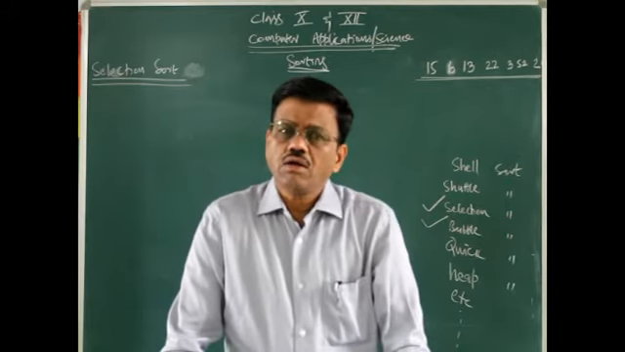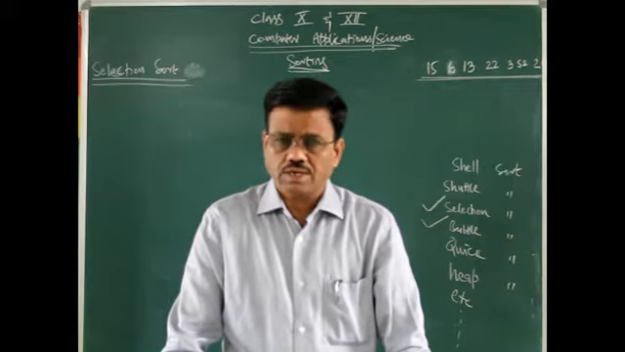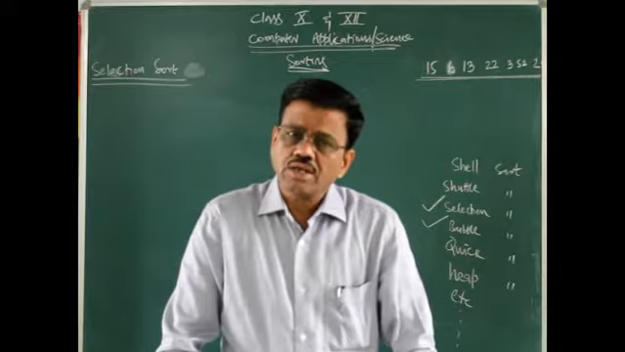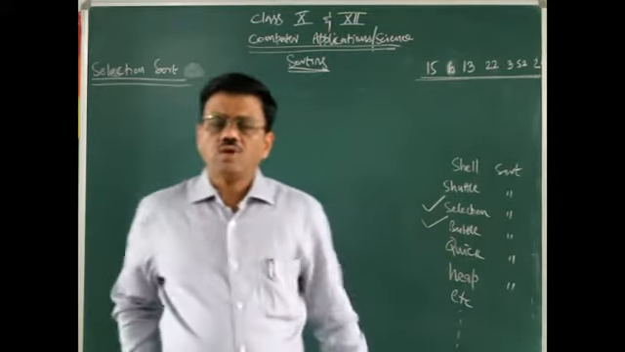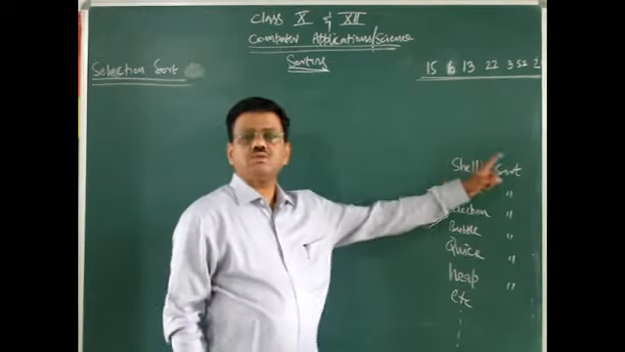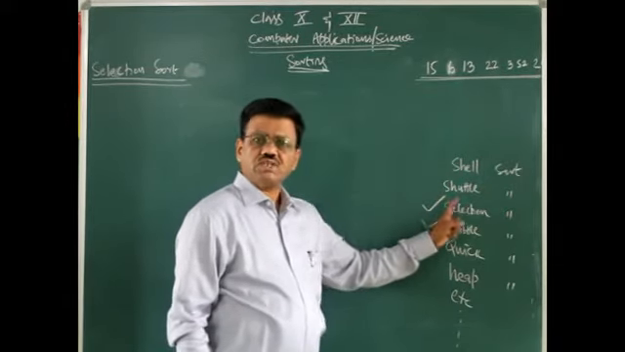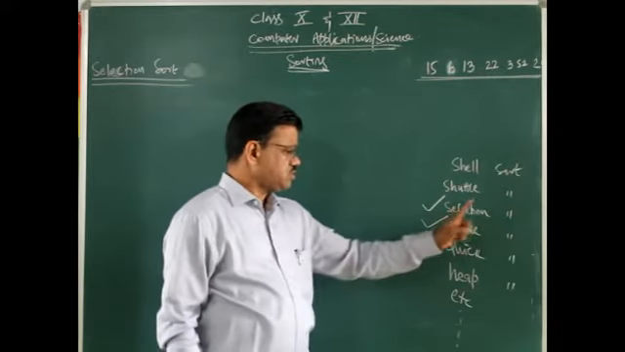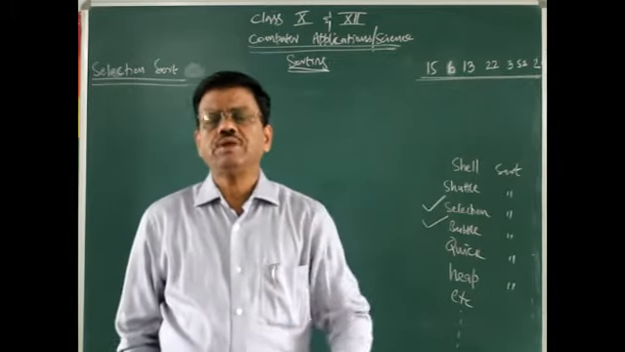They are sorting using the selection sort technique, and the other one is arranging the group of numbers or names using the bubble sort technique. What are the different types of sorts available? We have shell sort, shuttle sort, selection sort, bubble sort, quick sort, heap sort, and so on. Many of them are there.